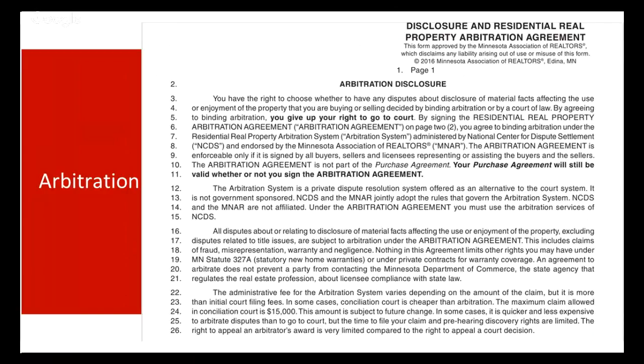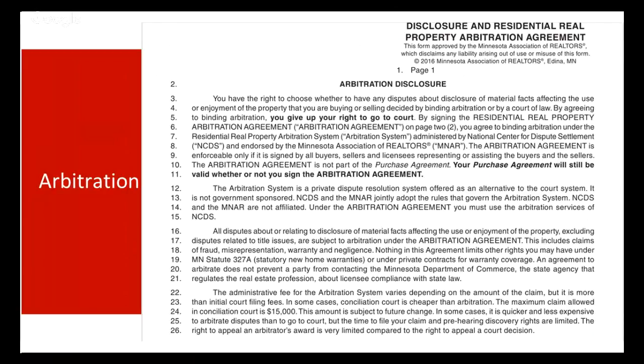The arbitration system is a private dispute resolution system offered as an alternative to the court system. It's not a government-sponsored program. They jointly adopt the rules that govern the arbitration system. They're not affiliated. Under the arbitration agreement, you must use the arbitration services of NCDS.